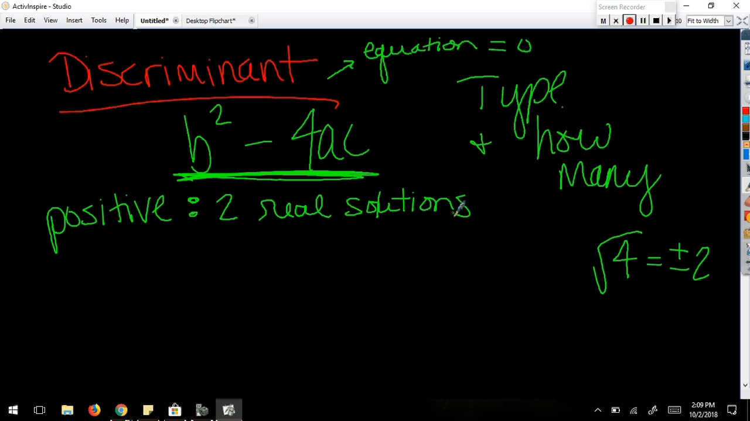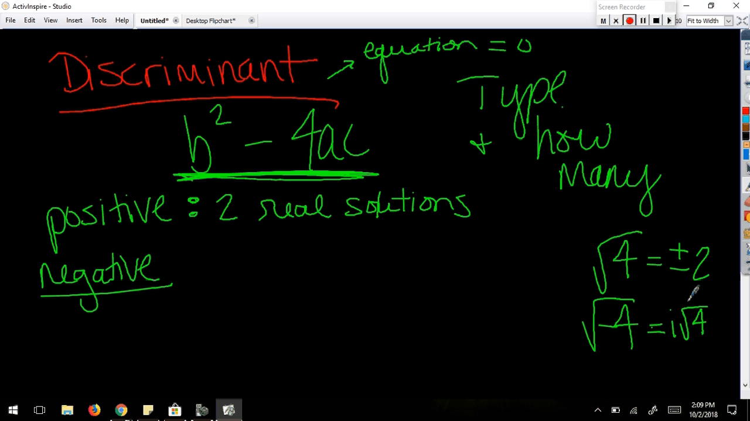What other kind of number could I have under the radical? Negative. What happens if you have a negative? Like, let's change this to the square root of negative 4. What happens? That's exactly right. I times the square root of 4, and the square root of 4 we already said was 2. So you get how many of what kind of solutions if you're negative under there? 2 what kind? 2 imaginary this time.